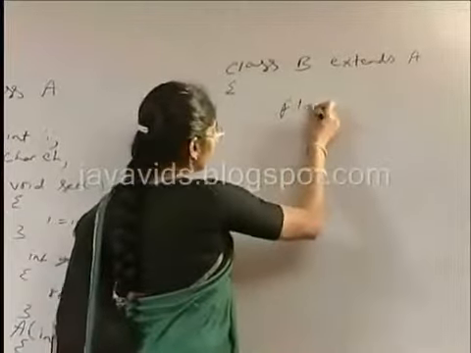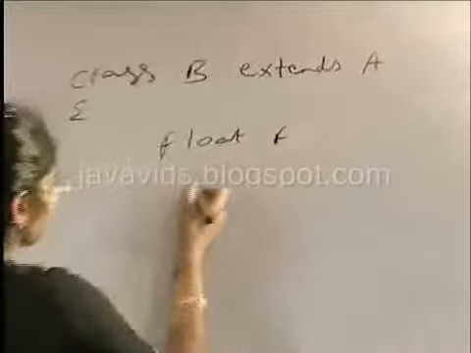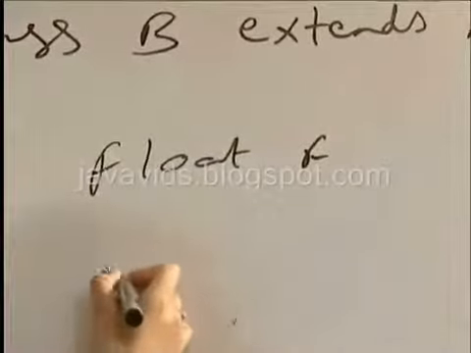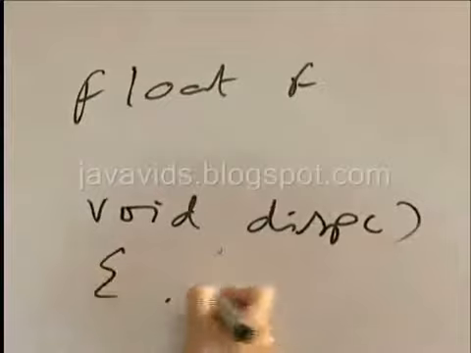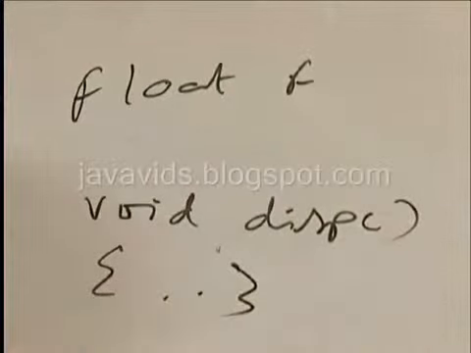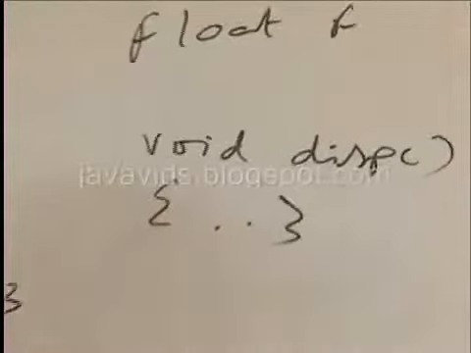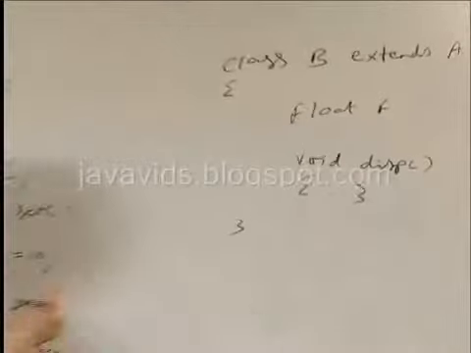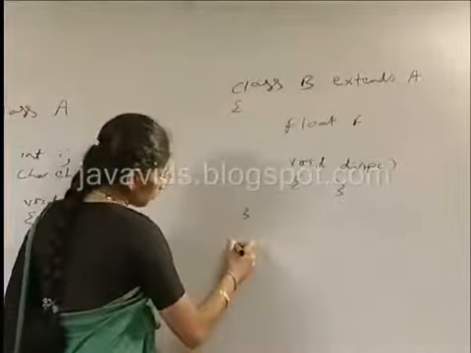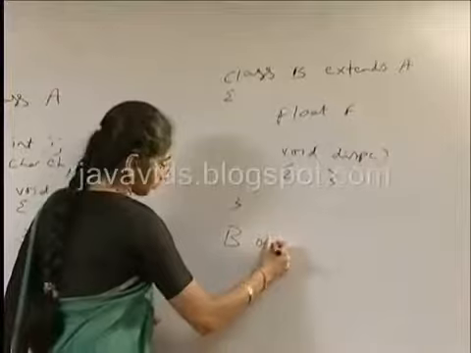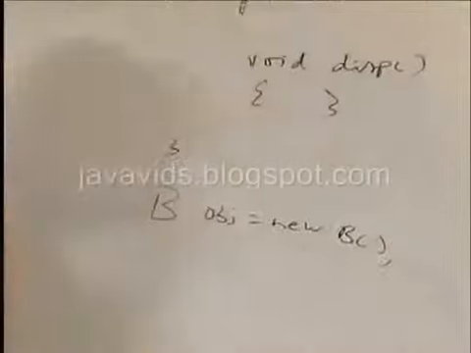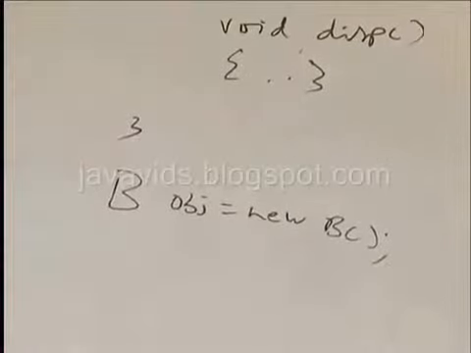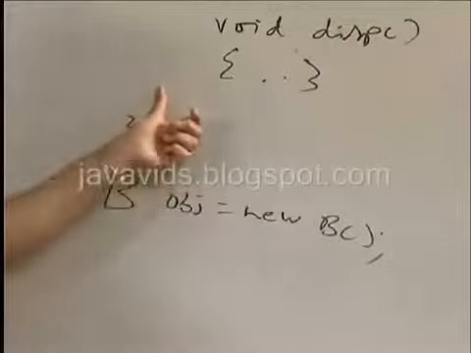So let's assume that we have float f, and here we have void disp with its functionality. If this is class B, you create an instance of class B, and again, the constructor of class B gets executed.